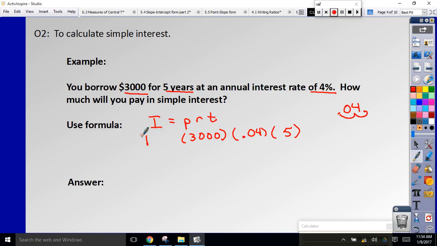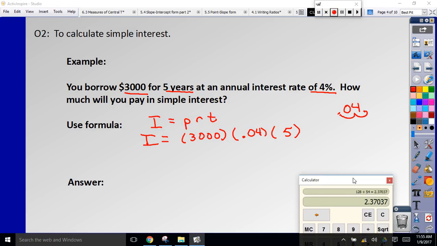And what I'm finding is the interest. There are occasionally problems where they tell you how much interest and you have to tell the principal. So there are times when we have to put this in a different order. Most of them are not that way. Most of them are straightforward like this.